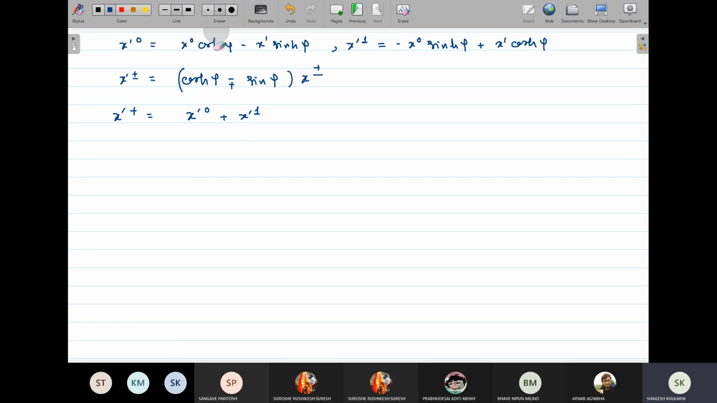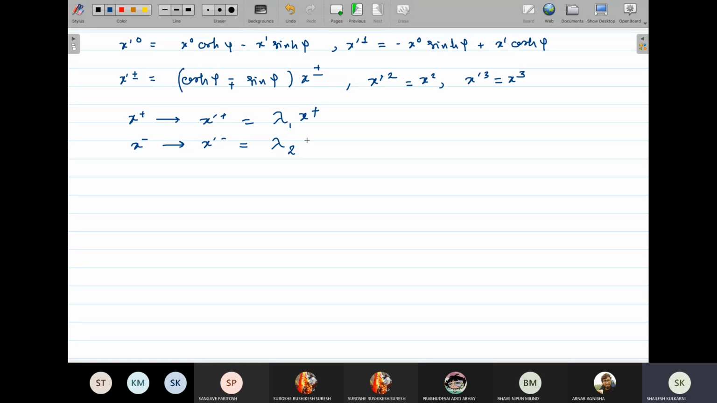x prime 2 is equal to x2 and x prime 3 equal to x3. These two components remain unchanged because it is a boost along the x-axis. So what it suggests is that this transformation takes your x plus coordinate to x prime plus, which is some factor lambda 1 times x plus, and your x minus goes to x prime minus, which is some factor lambda 2 times x minus. So it is sort of scaling, right?